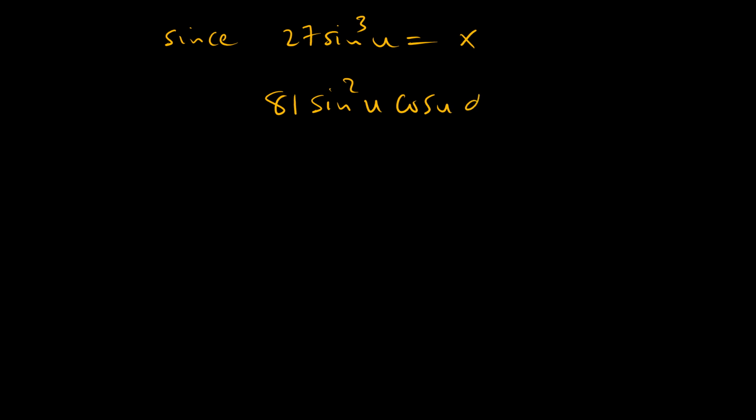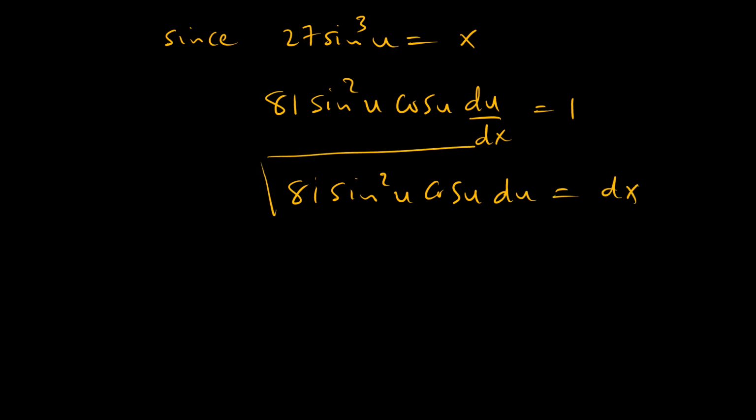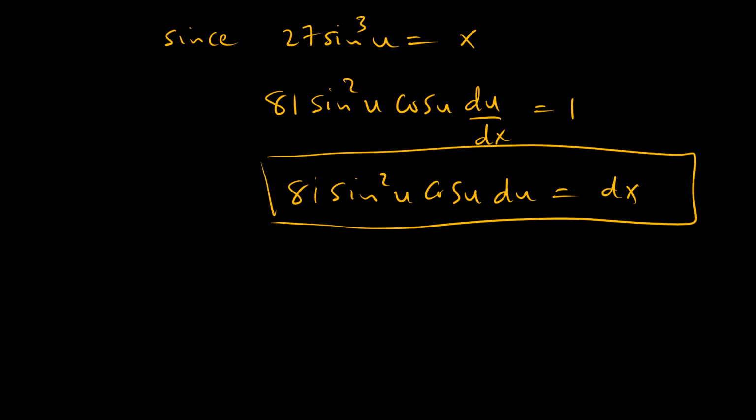And since 27 sine cubed u is equal to x, what this means is that 81 sine squared u cosine u du over dx is equal to 1. So we can substitute dx with 81 sine squared u cosine u du.